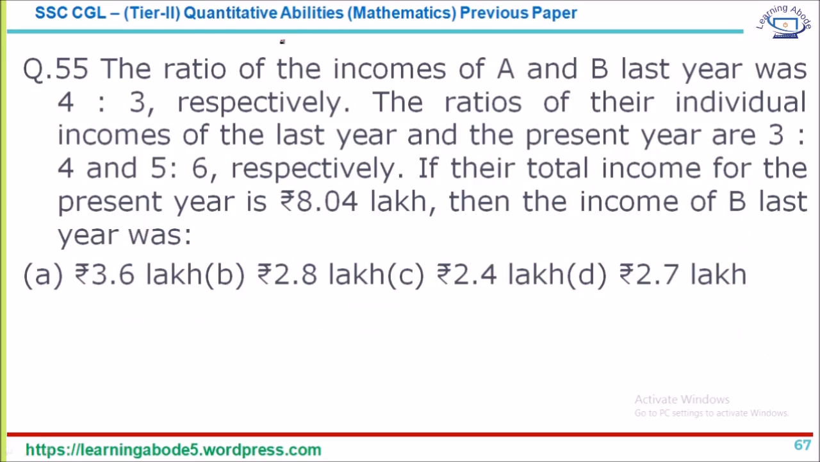See, the income of the last year is given, the ratio is 4:3, right? And the ratio of their individual incomes last year to the present year is 3:4 and 5:6 respectively. That is, if A earned 3 lakhs the previous year, now he is earning 4 lakhs. If B was earning 5 lakhs earlier, now B is earning 6 lakhs. Now let's take the ratio. The previous ratio between A and B is 4:3, right?